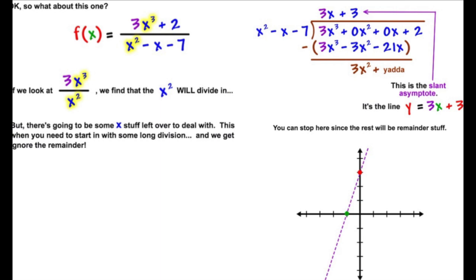This is part 3 in a series on rational functions, which are hyperbolas, talking about vertical, horizontal, and slant asymptotes. There's a part 1 and 2 that you may want to check out.